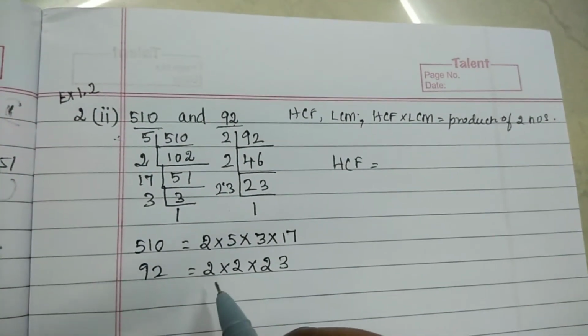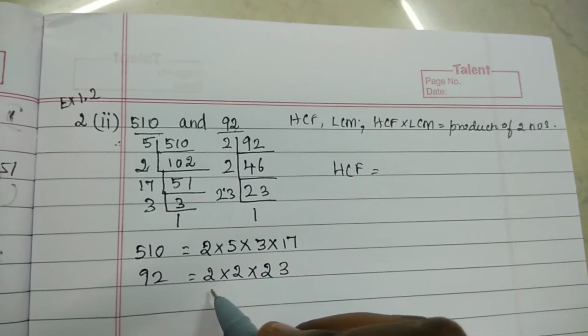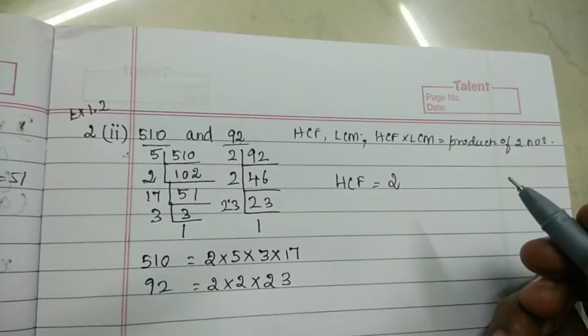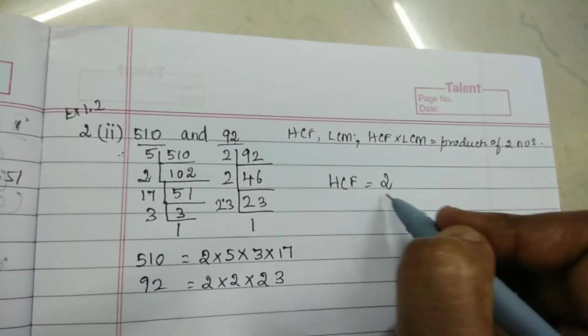So what will be your HCF? What is the common factor here? 2 is the common factor. Other than that, you don't have any common factor. So 2. And the smallest power of 2 is 1. So 2 to the power of 1 is 2.